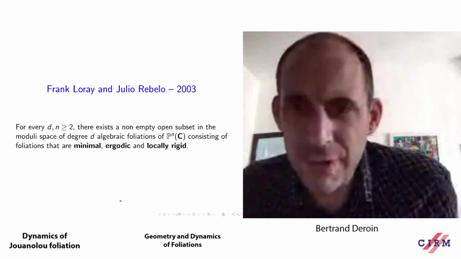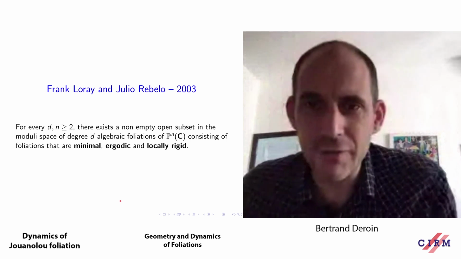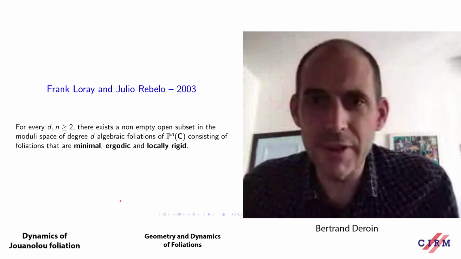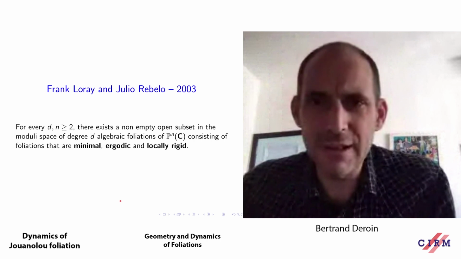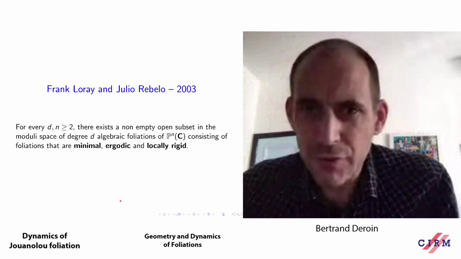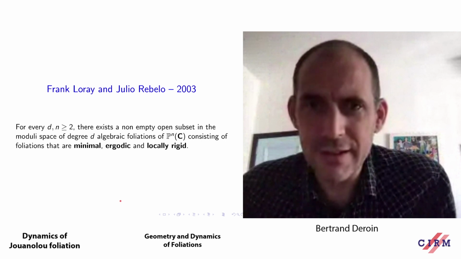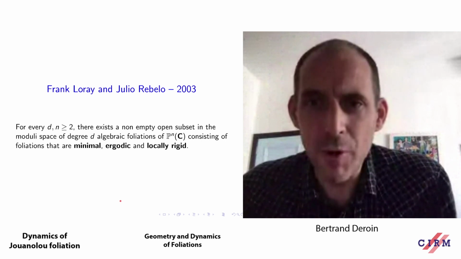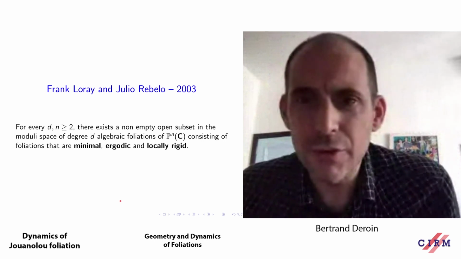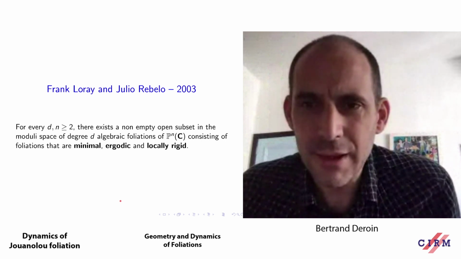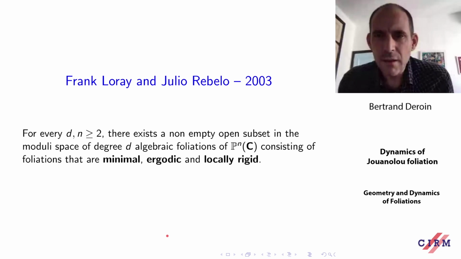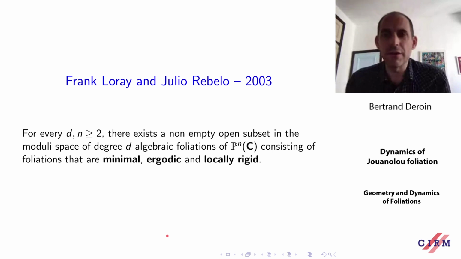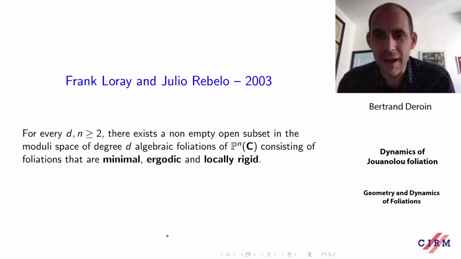Right. So here, locally rigid is just that if you take this moduli space, quotient by projective equivalence, local rigidity means that you have a neighborhood of your foliation such that any foliation in that neighborhood is not homeomorphic to your original foliation. Exactly. Right. And now about openness in this theorem, is it Zariski open? No, not at all. You will see. I will answer this question.